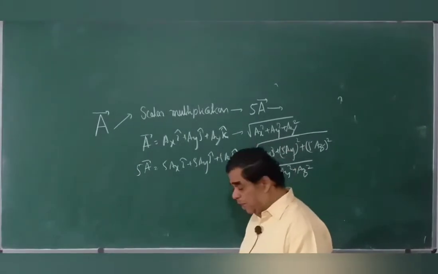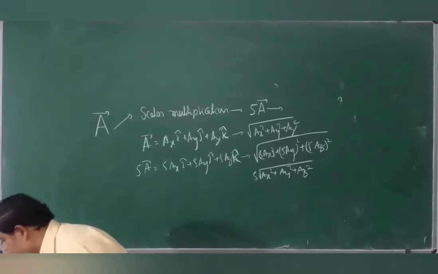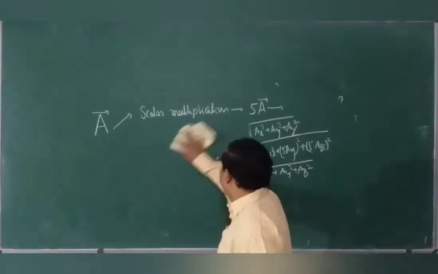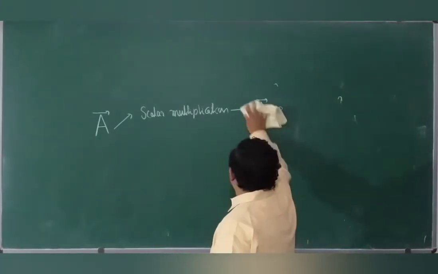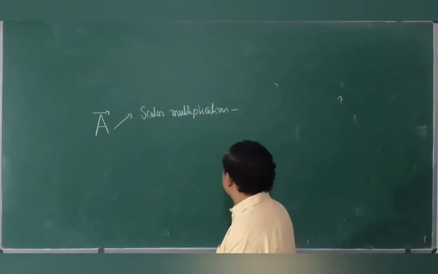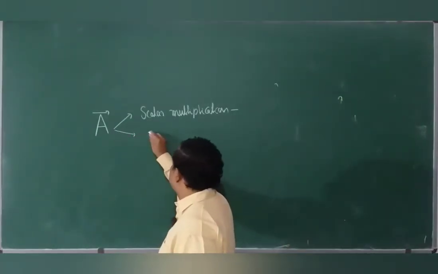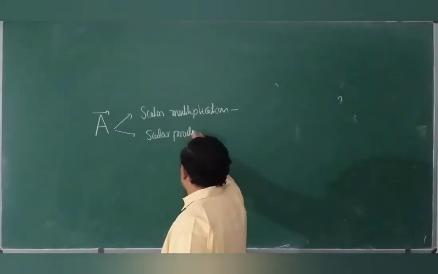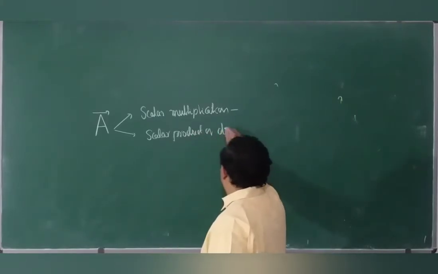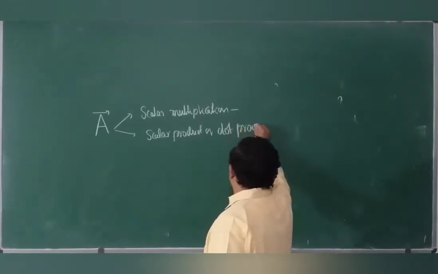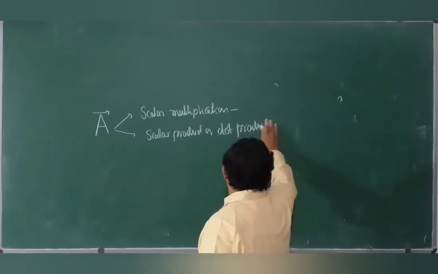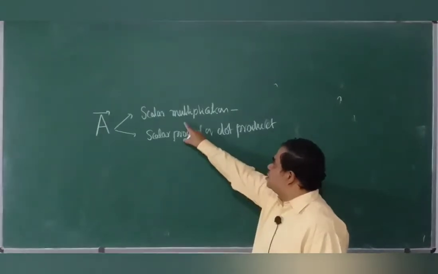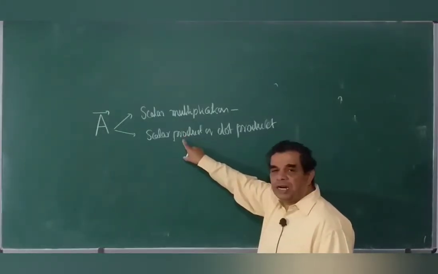So, second type of multiplication is what we need to learn in this chapter in detail. That one is like this. Just observe. I'll write down. Second type of multiplication is scalar product, or another name for this is dot product. Scalar product or dot product. What do we mean by this? Observe, scalar multiplication is different from product here.